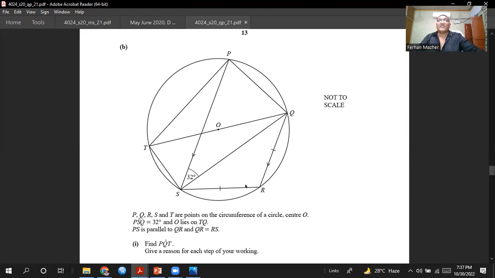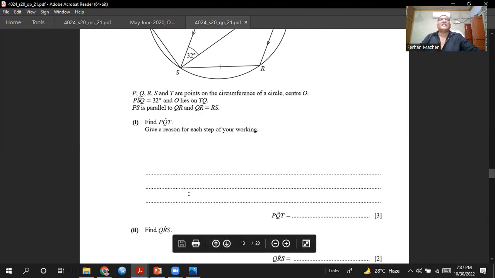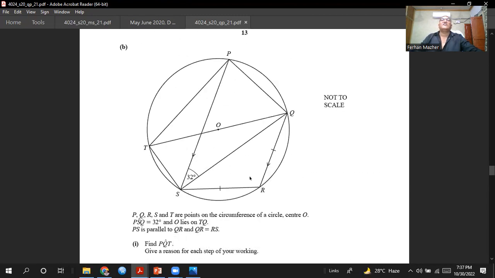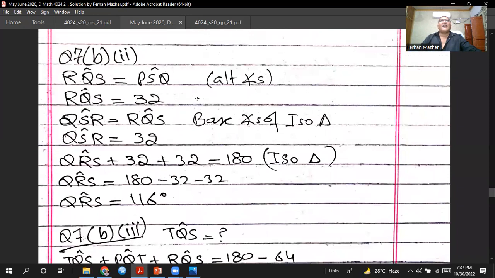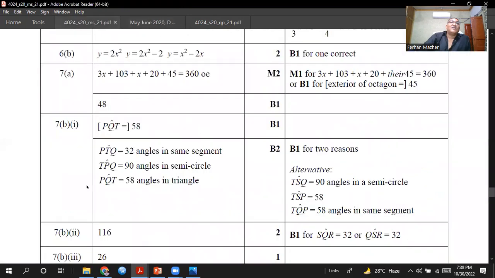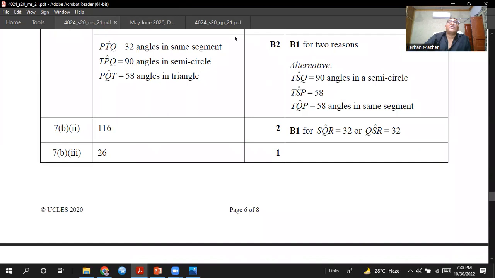So from 180, I will subtract 32, 32. Then I will get this angle. That is I think that is the question they have asked me, QRS. Yeah, the QRS will be equal to 180 minus 32 minus 32. Let me show you the right procedure. So that is question number 7 B, second part. So the RQS is equal to the PSQ because they are the alternate angles. So the RQS will be equal to 32. The QSR is equal to the RQS because they are the base angles of the isosceles triangle. So the QSR will be also 32. So now in that triangle, the QRS plus the 32 plus the 32 is equal to 180 because that is an isosceles triangle. The two sides are equal, so the two angles are also equal. So the QRS is equal to 180 minus 32 minus 32. So the QRS will be equal to 116. 116 is the right answer in front of you.